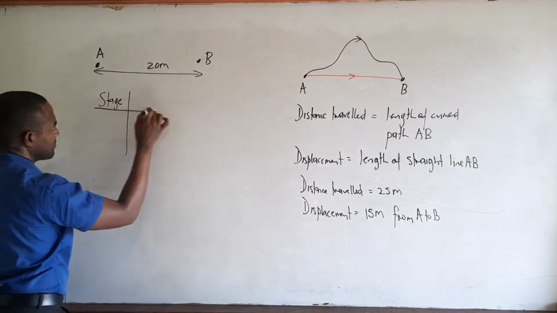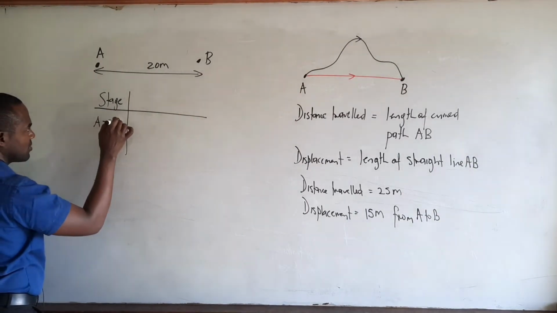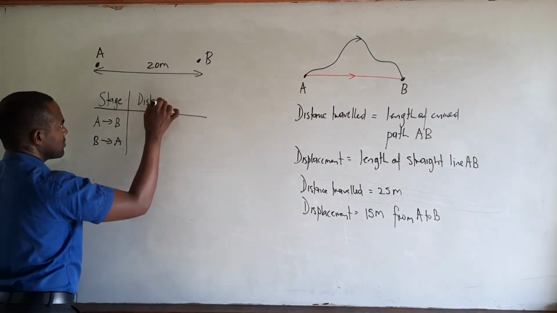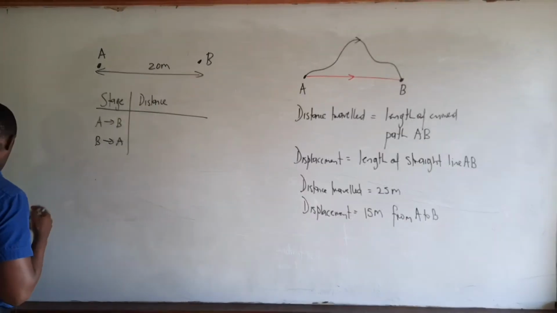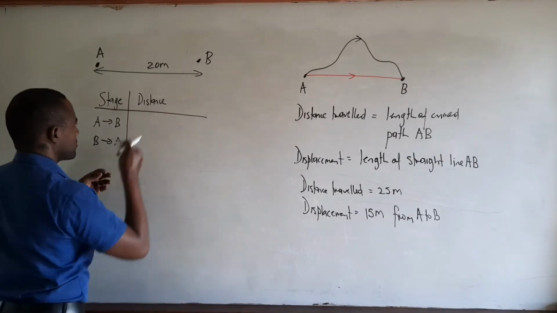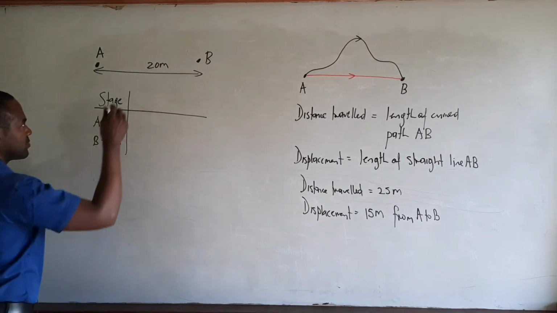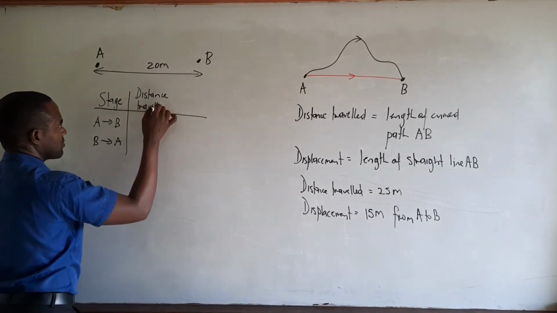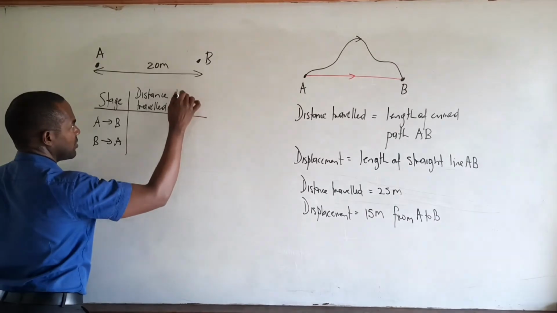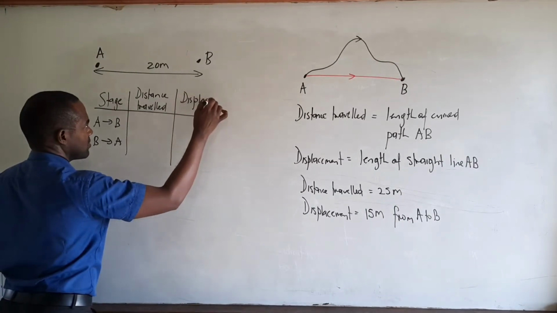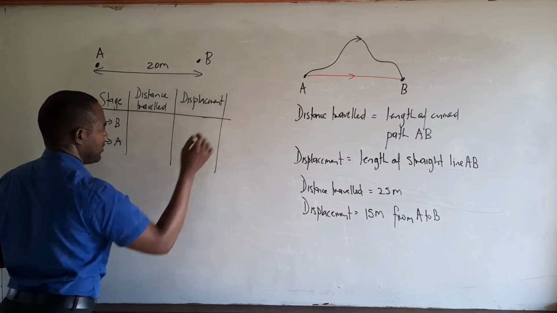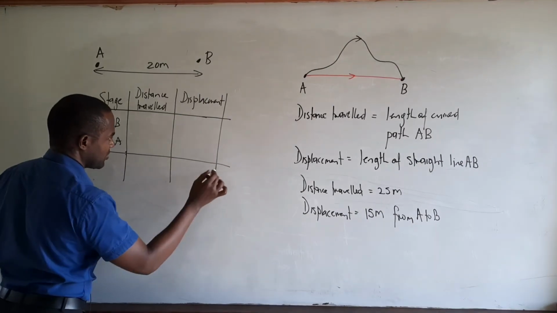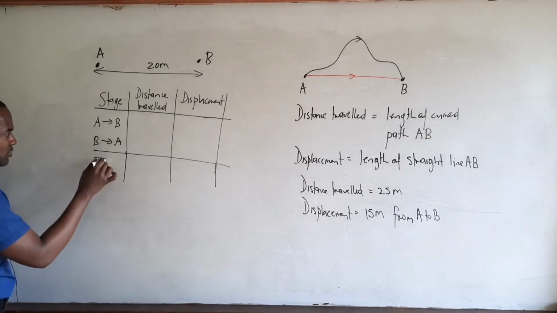So we're going to look at the stages: A to B, B to A, the distance traveled, and also the displacement. And at the end we'll of course look at the total for those 2 stages, right?